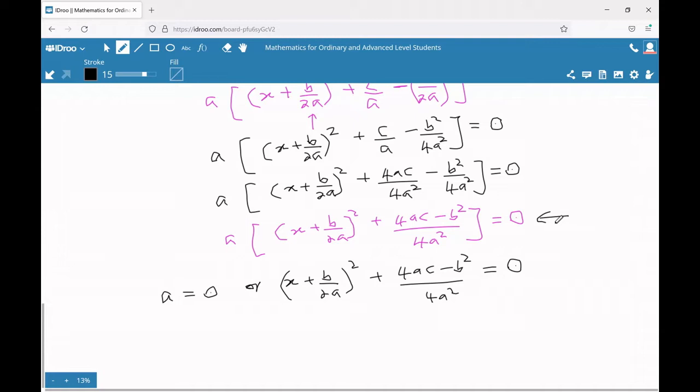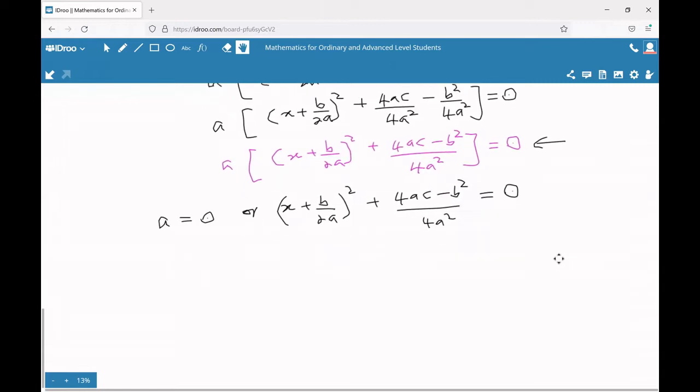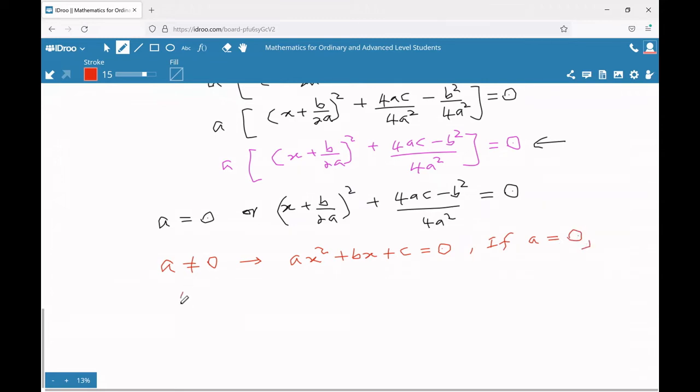So which has two factors, right? The simple argument here: can we assume a to be 0? The simple answer is that a cannot be equal to 0. The reason is that we know the quadratic equation that we considered is ax squared plus bx plus c equals 0. If a is equal to 0, then there is no quadratic expression.